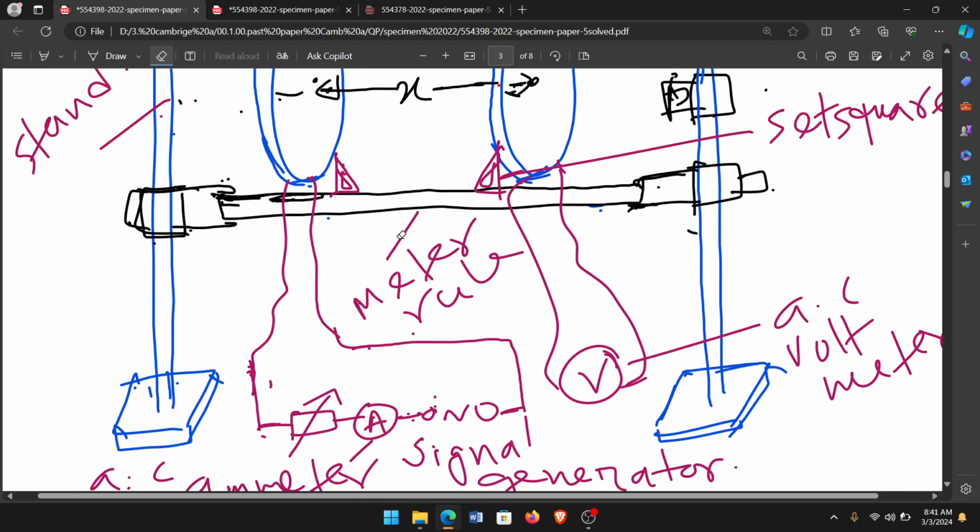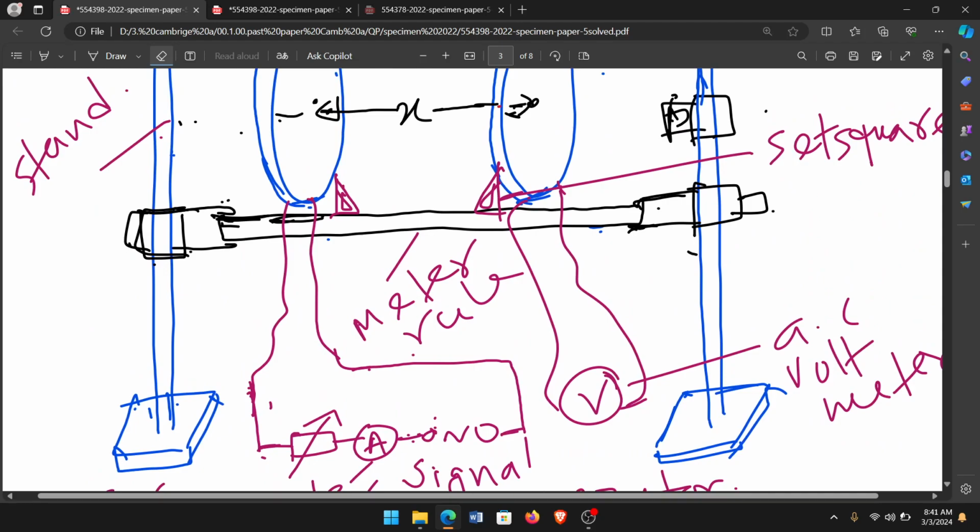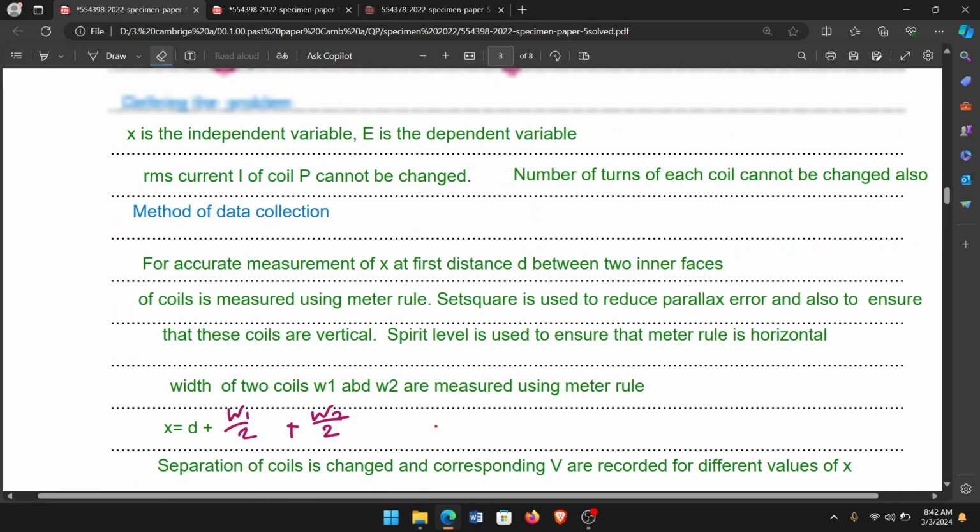Okay, look at this. The set square is confirming whether the two coils are vertical or not. So I hope you understood. Okay, now come to the next part.